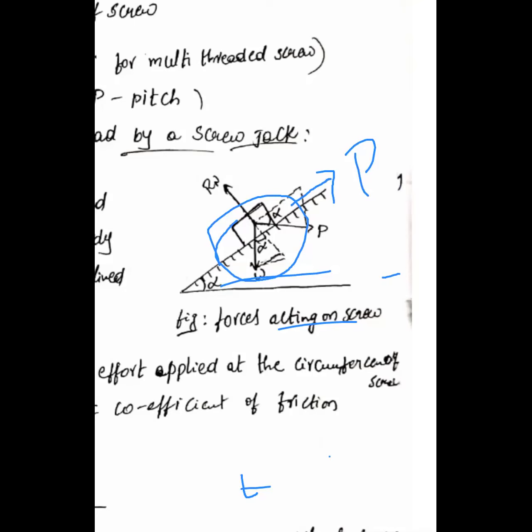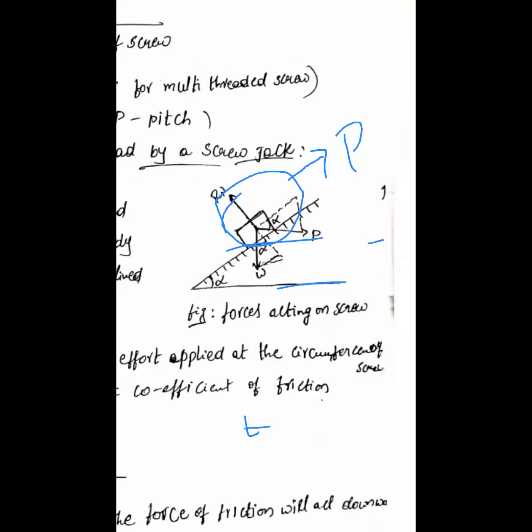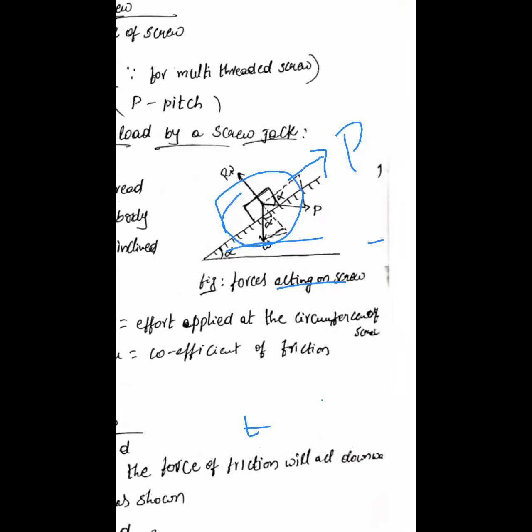So when we have W and P, making an alpha inclination, and we resolve the forces, two components are produced, the horizontal component and the vertical component. All of you observe here: W sin alpha and W cos alpha, and P sin alpha and P cos alpha. Those are there.